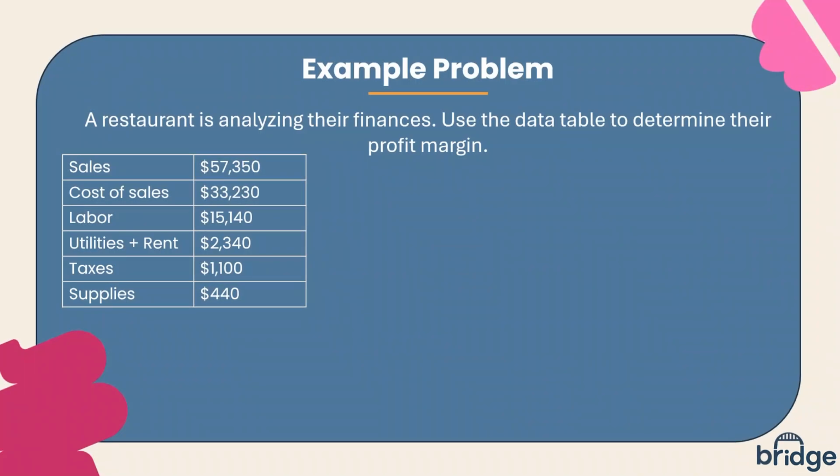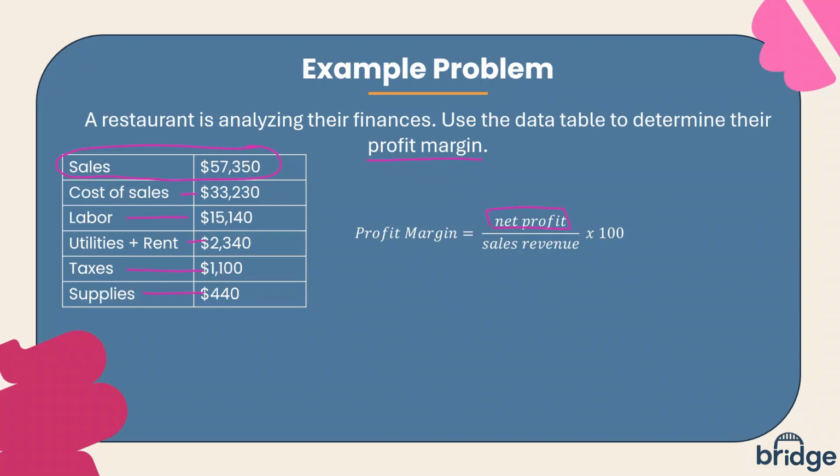Here we have a data table that gives us a full breakdown of expenses as a restaurant is analyzing their finances. We're trying to calculate profit margin here. So this is the equation that we'll use. Pause this video. Try it on your own. The data table gives us a full breakdown of expenses. They have $57,350 in sales revenue. That's what goes on the denominator of this equation.